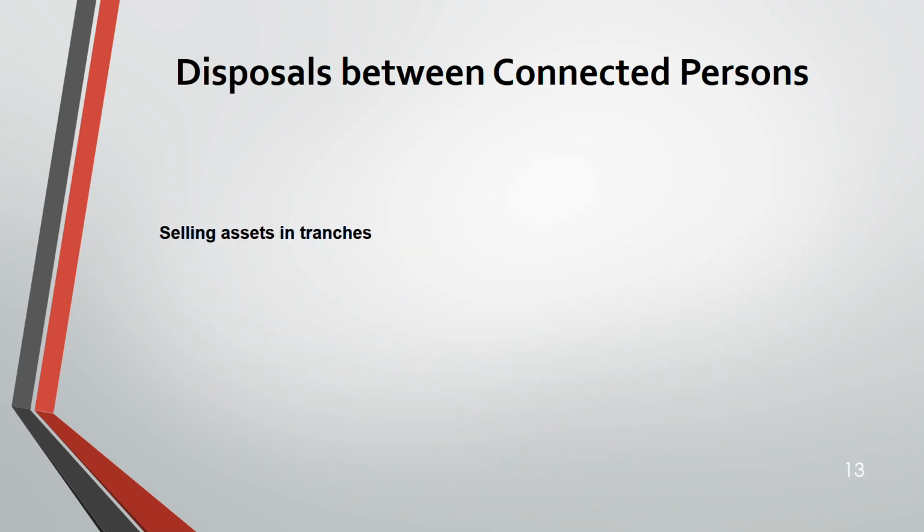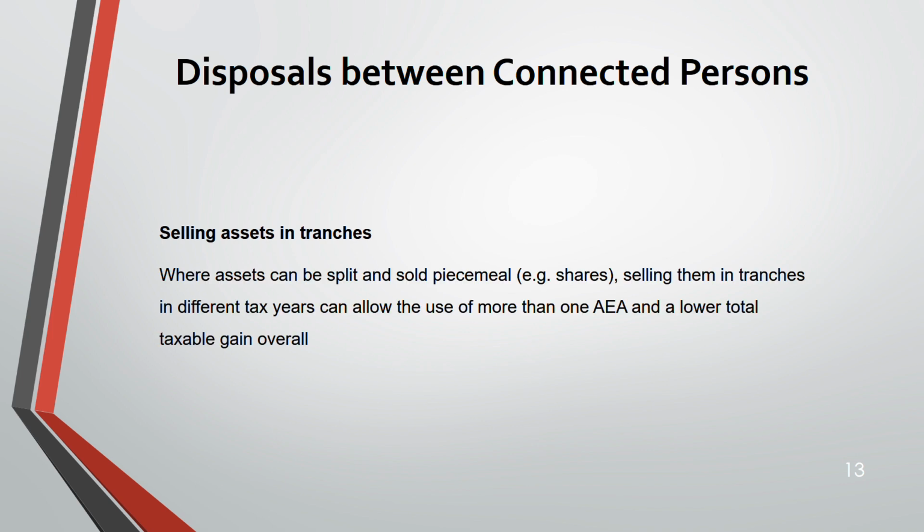Selling assets in tranches. You can sell assets in tranches, like shares. Rather than selling the entire shareholding, you can split your assets and sell on a piecemeal basis. That means you are selling them in different tax years. This will help you to use more than one annual exempt amount, and also the overall total taxable gain would be lower.